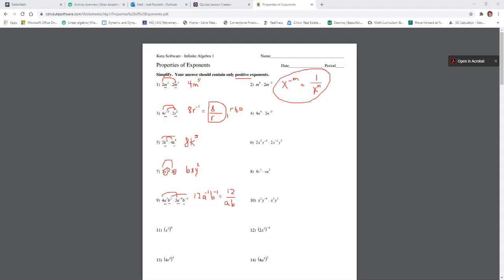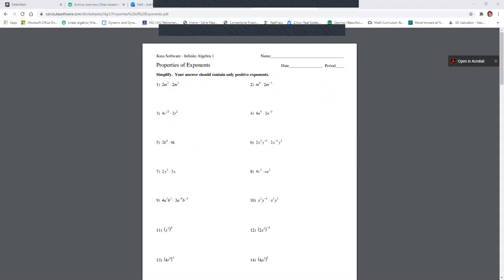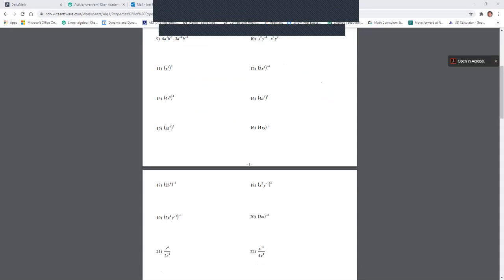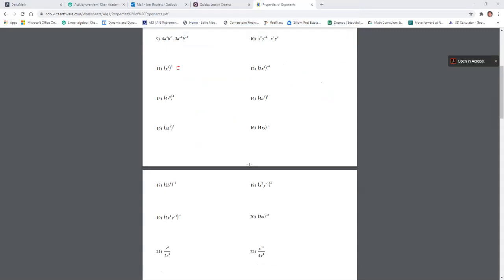What about number 11? Number 11, let me erase some of this and move the page down a little bit. Of course, if you need to rewind the video, you can do that. Problem number 11, we're going to keep in mind that any expression raised to the power of 0 is 1.